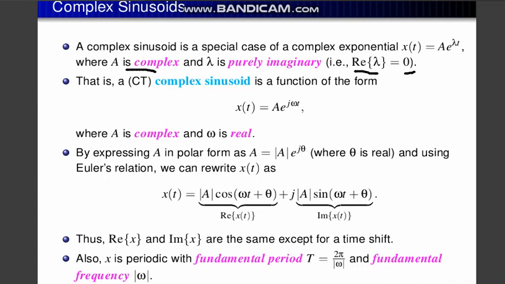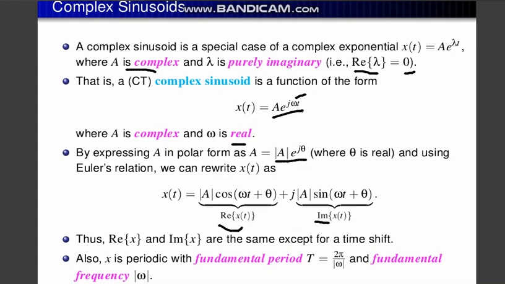So it is a function of the same form, but the lambda will be j omega. So a is complex and omega is real in that part. By expressing a in polar form, that means a equals the magnitude times e to the power j theta, and using Euler's relation, we can rewrite x(t) as x(t) equals a cos(omega t plus theta) plus j a sin(omega t plus theta), where the first is the real part and the second is the imaginary part.